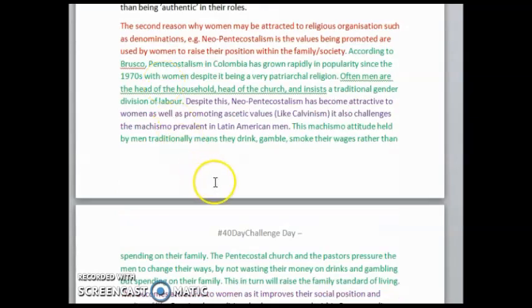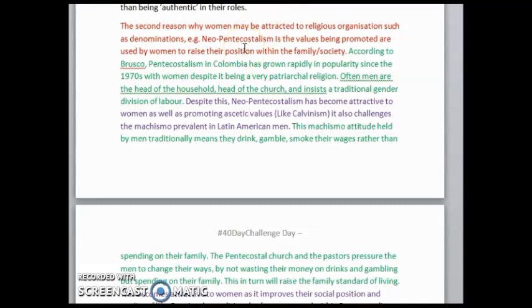Moving on to the second paragraph. So if you look at the size of it, it's very similar to the first paragraph. So you're looking for two equally balanced paragraphs there. And I've highlighted them the same as what I did on the first paragraph. So we start off with the second reason why women are attracted to religious organisations, such as denominations.